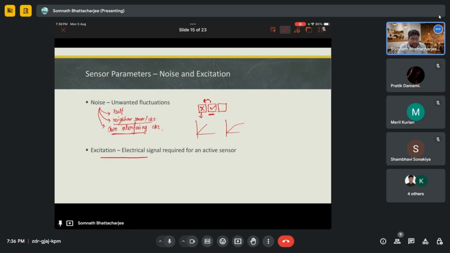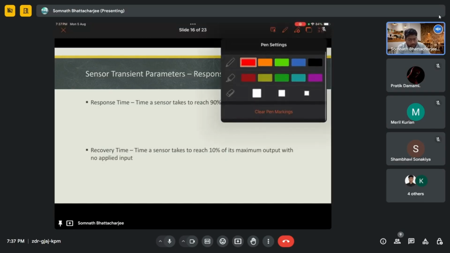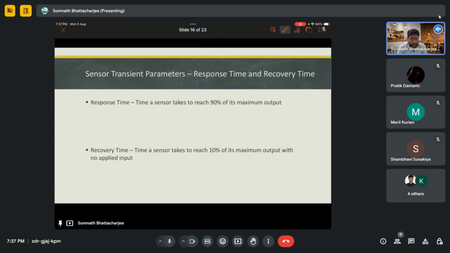The next one is excitation. In case of active sensors, we need an external power supply, that is, an external signal. It can be a voltage signal or it can be a current signal. In case of transistor type of things, we need an external signal anyway because it's an active sensor. In case of MOSFET based sensors, we need this kind of an excitation, but it is only needed for the active sensors, which you have to take into consideration.